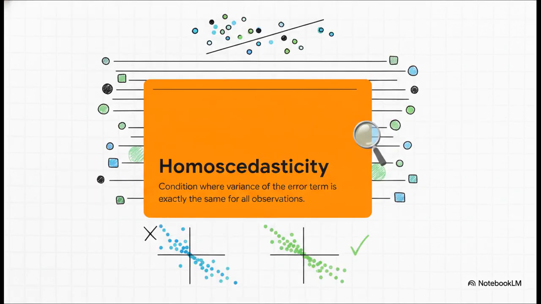Let's zoom in on one of the biggest hurdles here, homoscedasticity. I know, it's a total mouthful, but it simply means the variance of your errors must be exactly the same across all of your observations. Think about it. If your errors wildly expand in one section of your data and then shrink in another, your model totally loses credibility. We absolutely need that variance to remain consistent.